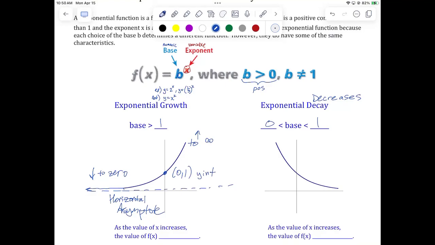They're getting smaller. This one still passes through the point (0, 1), and it still has a horizontal asymptote at y equals 0, the x-axis. Okay, but the behavior is flipped around. Now as we go out to the right, we're going down to 0, and as we go out to the left, we're going up to infinity on the left-hand side.